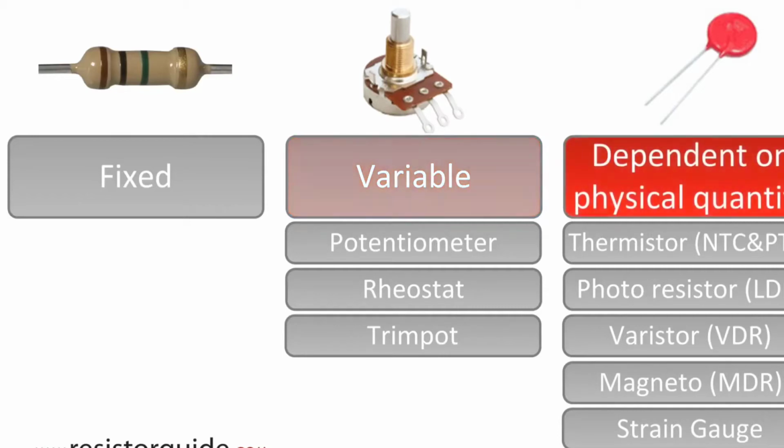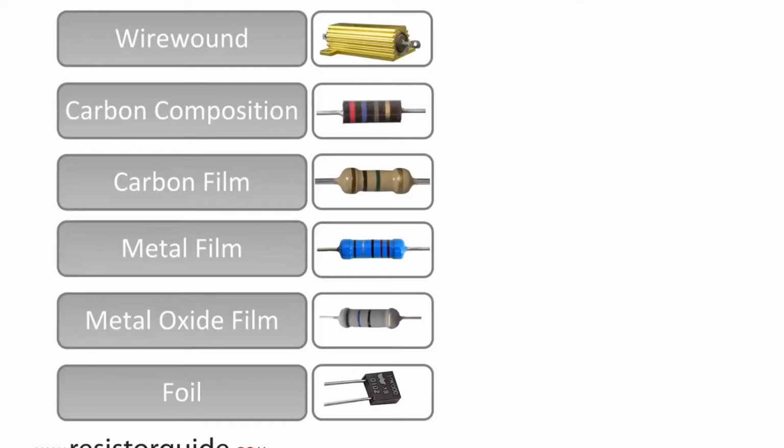A third category are resistors which have a varying resistance dependent on a physical quantity, such as light, temperature or voltage. They are often used as measurement devices. Another breakdown of resistor types can be made according to resistance material and construction.